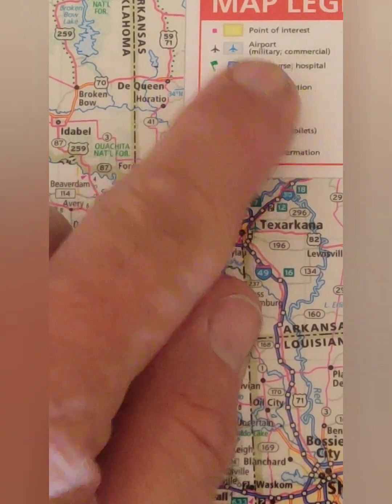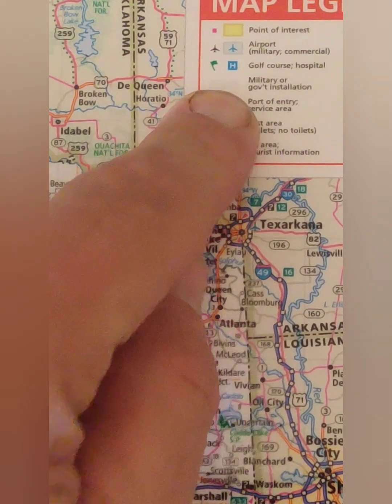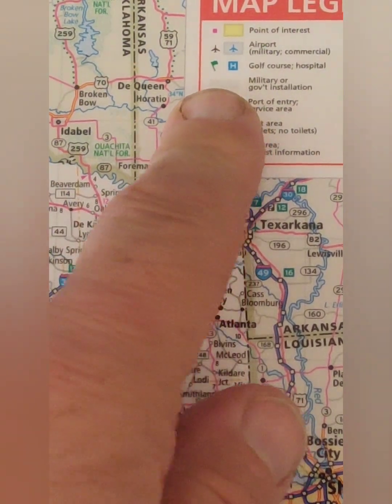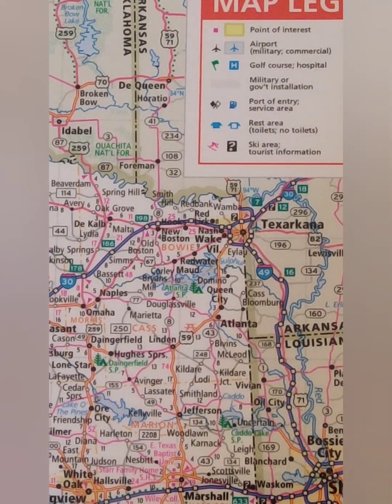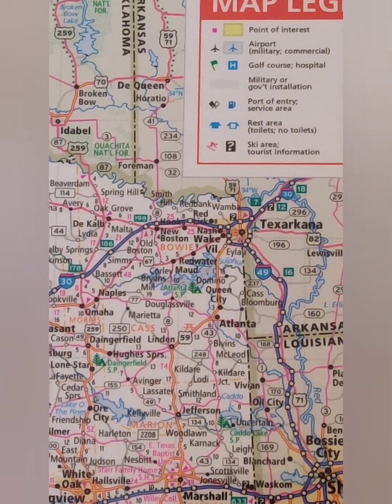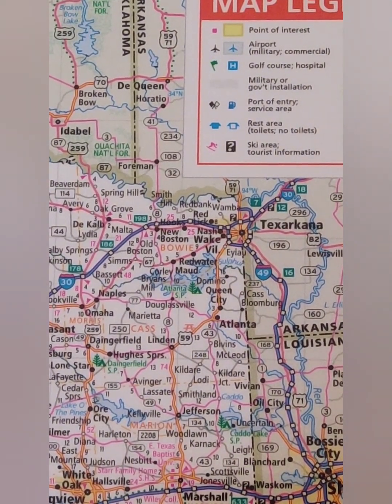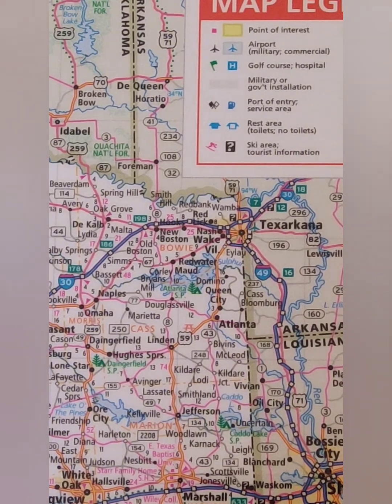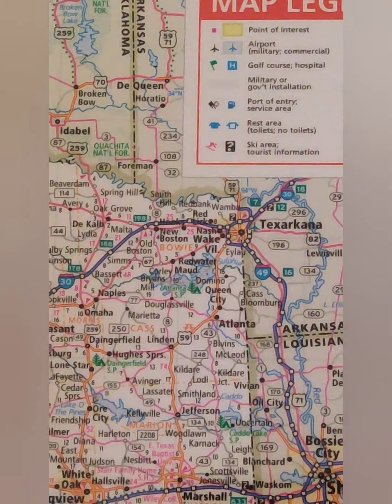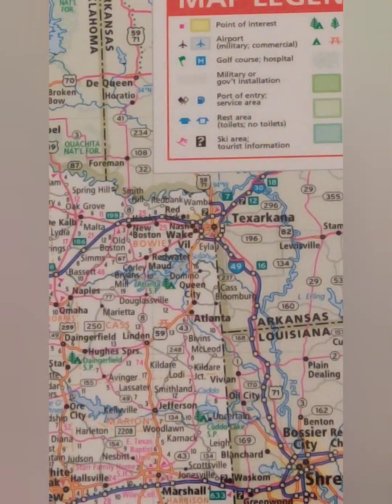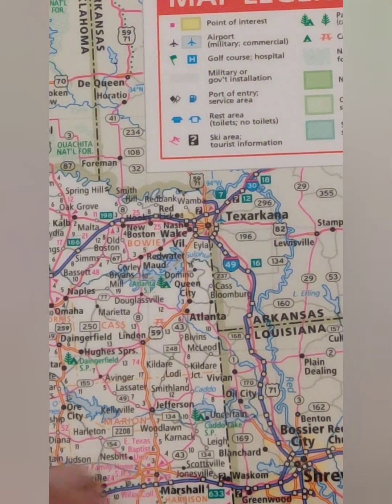Now, these gray, it's just a gray bar here. Those are military installations. So if you have a map, and if there's a military installation, you can easily find it like that. Now, somewhere on here, we should be able to find the hood.